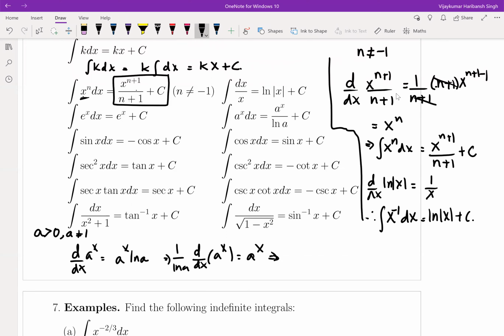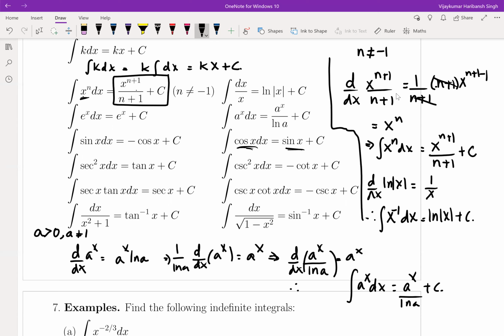So we get, this implies d by dx of a to the x over ln a is equal to a to the x. So therefore, integral of a to the x dx is going to be a to the x over ln a plus c. Similarly, derivative of sine x is cos x. So therefore, the integral of cos x is sine x plus c.